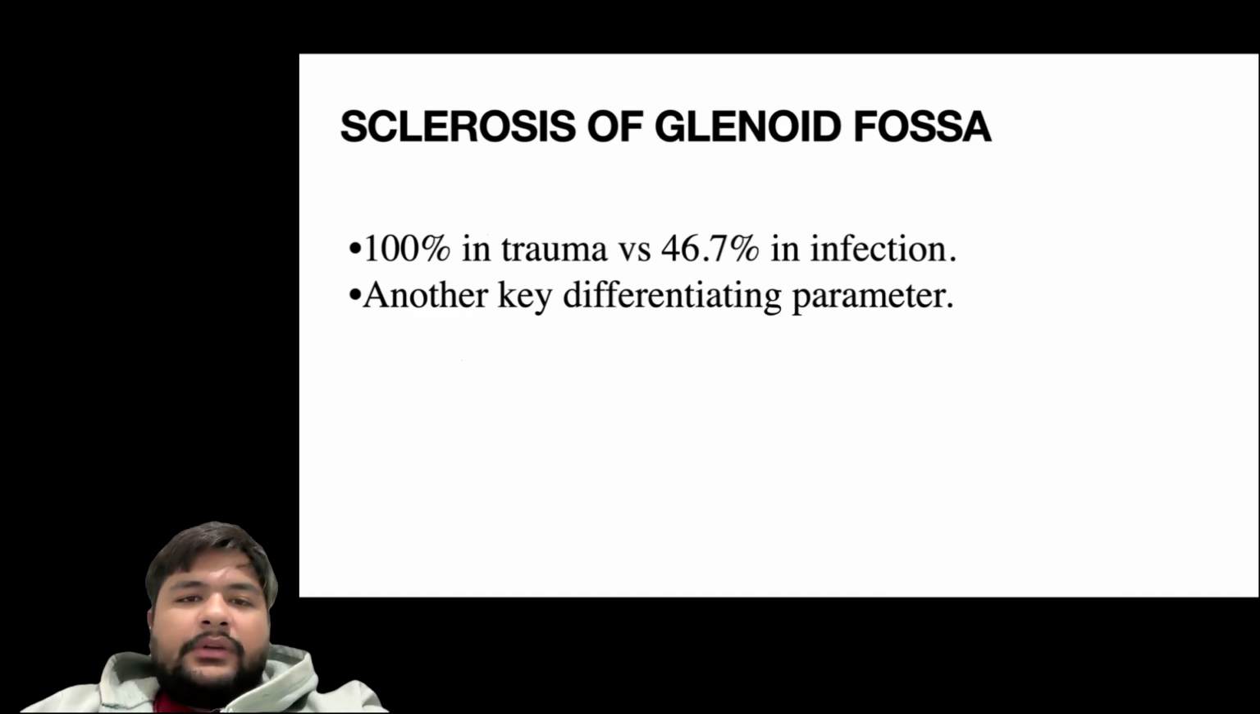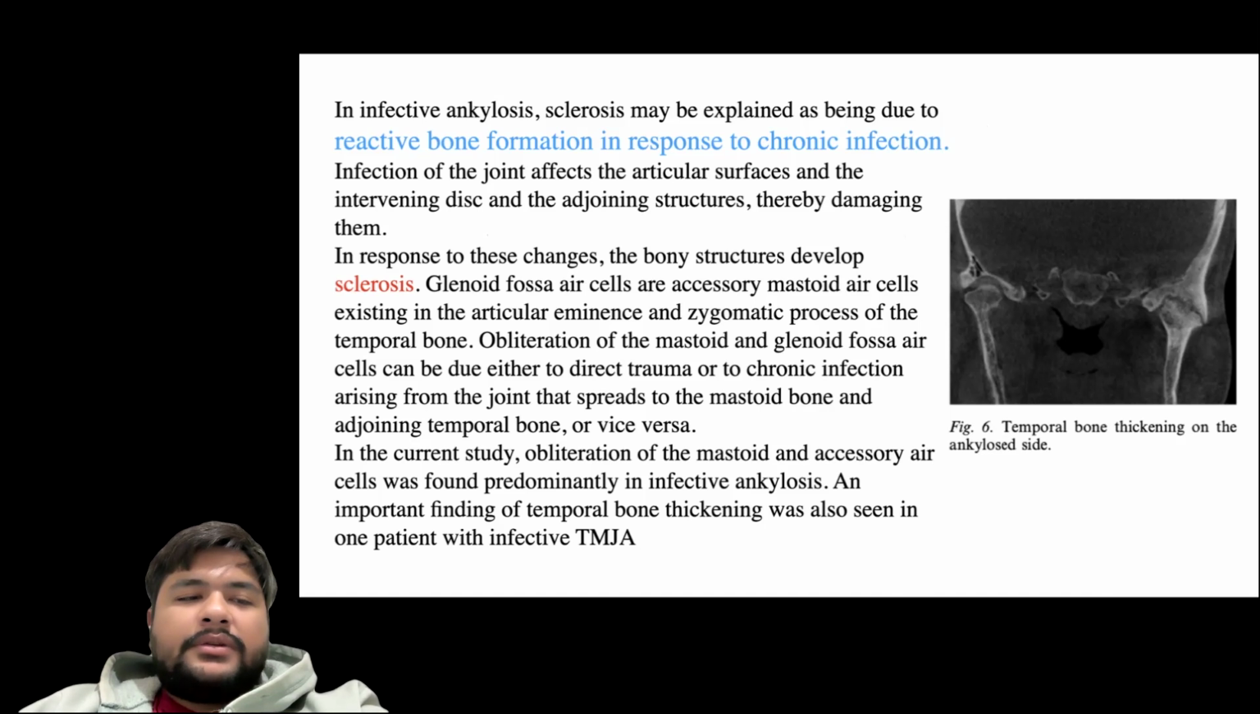Similarly, now we are coming to the sclerosis of the glenoid fossa. It was present in 100% trauma versus 46.7% infection. Another key differentiating parameter. In infective ankylosis, sclerosis may be explained as being due to reactive bone formation in response to chronic infection. Infection of the joint affects the articular surfaces of the intervening disc and the adjoining structures, thereby damaging them. In response to these changes, the bony structures develop sclerosis.